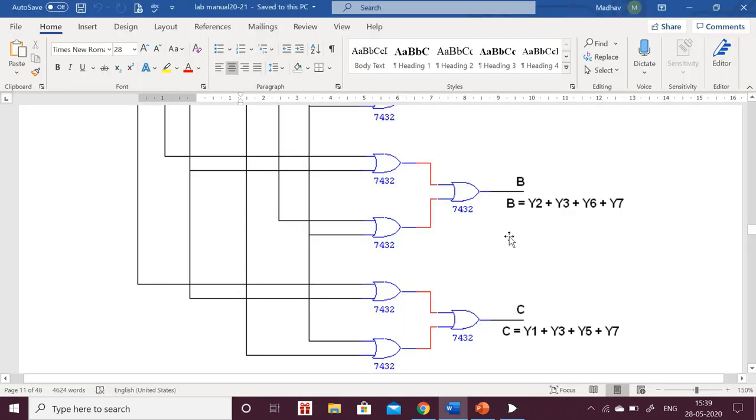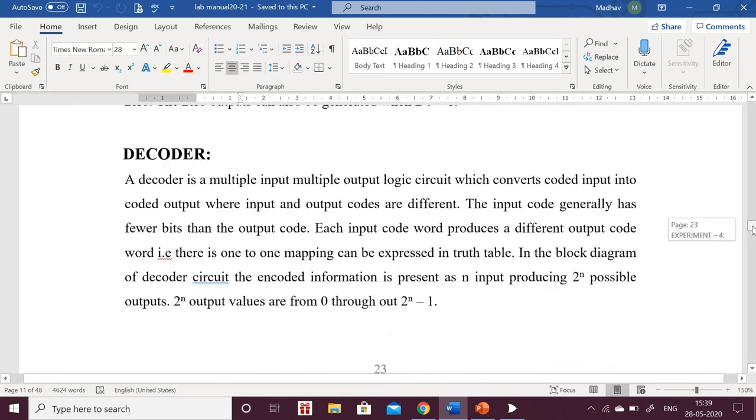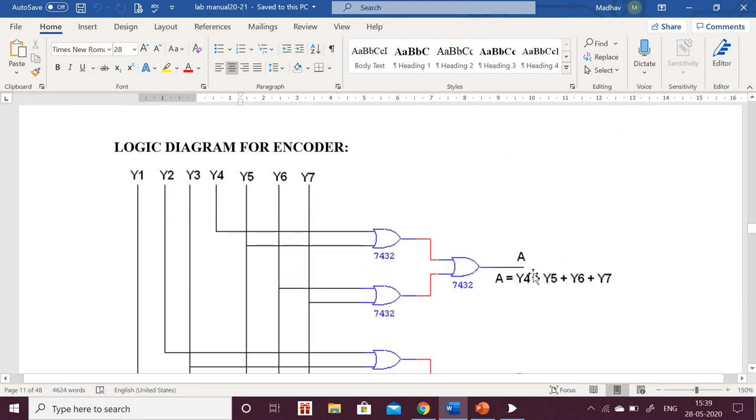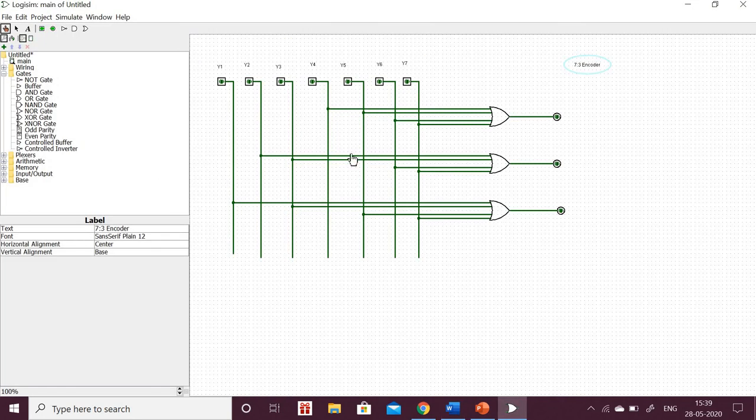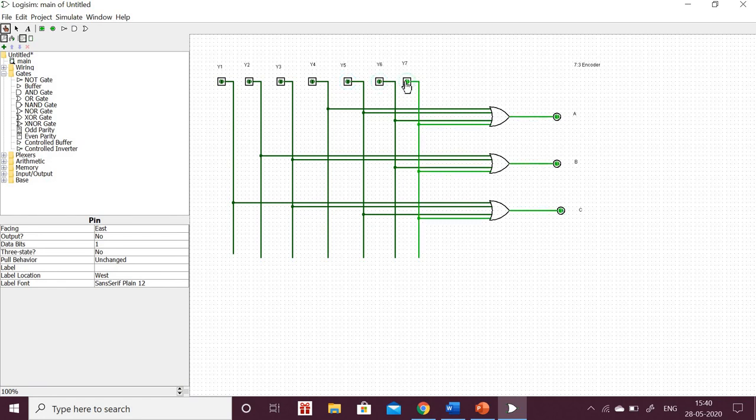As per the formula we can see, A is the combination. You will get output 1 at A whenever y4 or y5 or y6 or y7 is 1. So if I make y4 1, you will get the output at A. I will give names also for this. So this is A, this is B, this is C. Now whenever I give input to y4 or y5 or y6 or y7, or any one of these combinations, the other things will go.